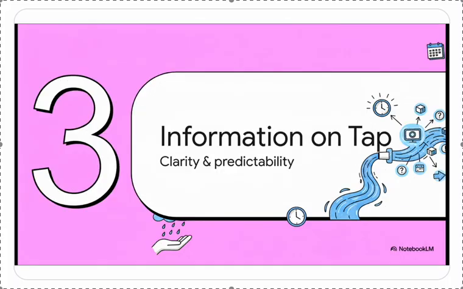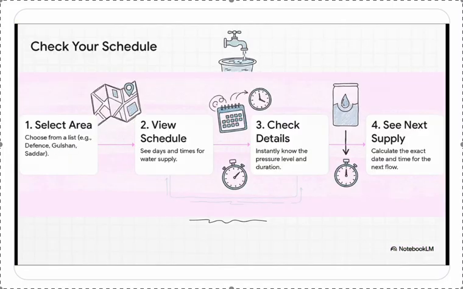All right, so what does this app actually do for someone? Well, its first job, and maybe the most important one, is just delivering clear, reliable information right to your fingertips. And the process? It's incredibly simple. You just pick your area, let's say Gulshan, and boom, the app immediately tells you the schedule, like Monday, Wednesday, Thursday from 6 a.m. to 9 a.m. It even gives you the expected pressure and calculates the exact date and time for the next supply.